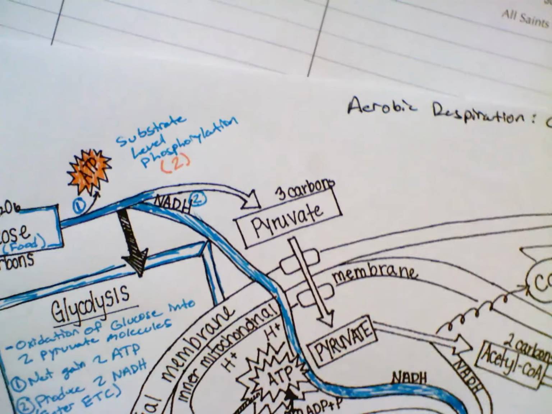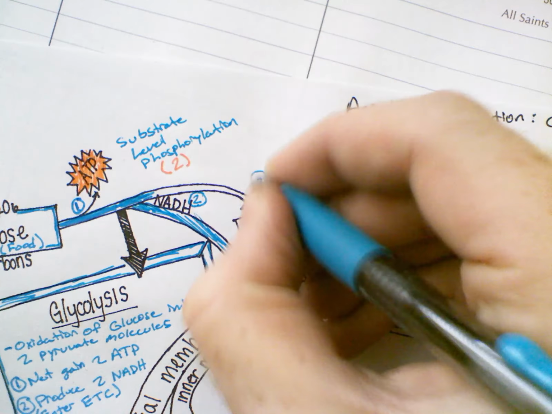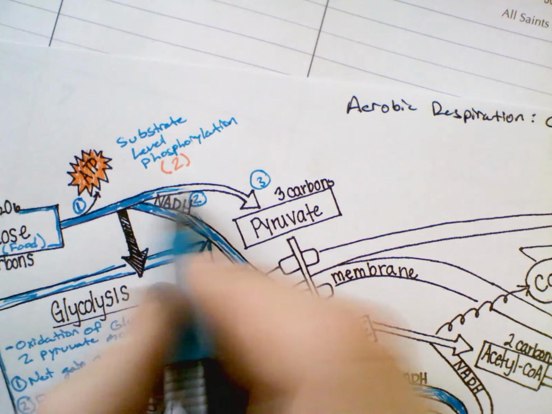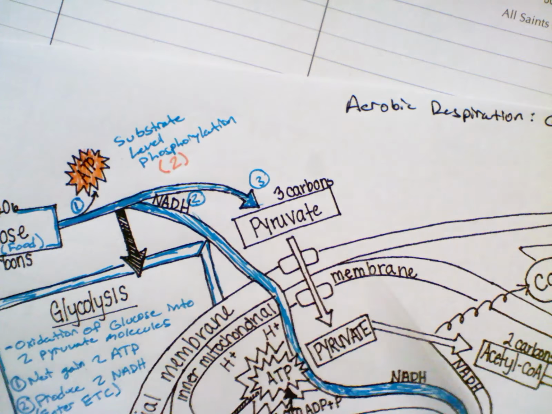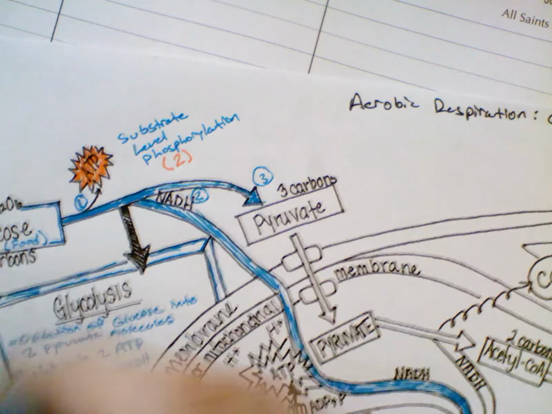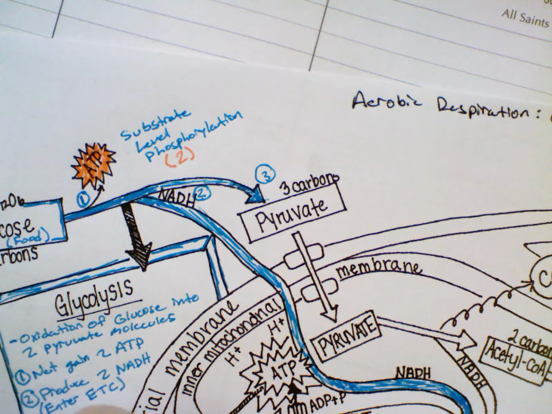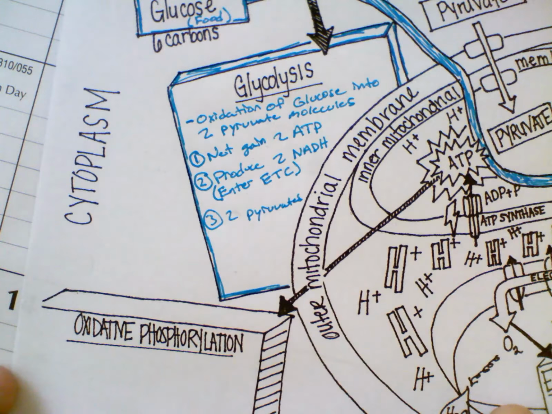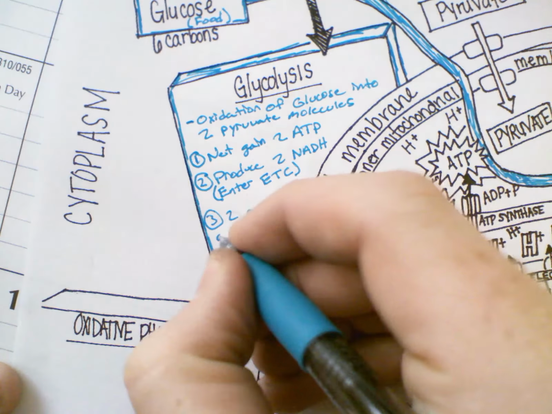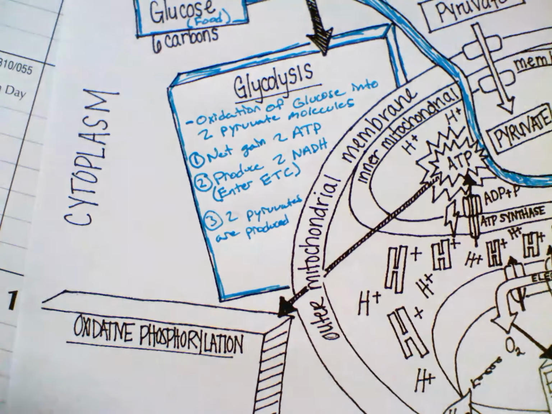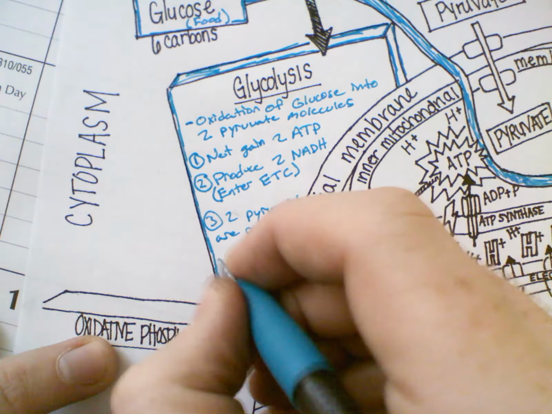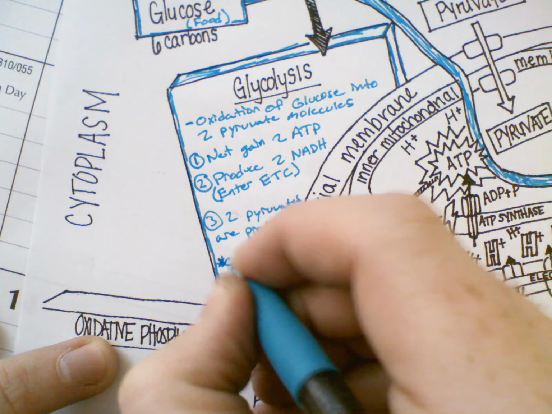Then we end up with step 3, which is the third and final thing that I need you to know about glycolysis that occurs here. And here we have broken down glucose into pyruvate. So step 3, 2 pyruvates are produced. This whole process occurs outside of the mitochondria.